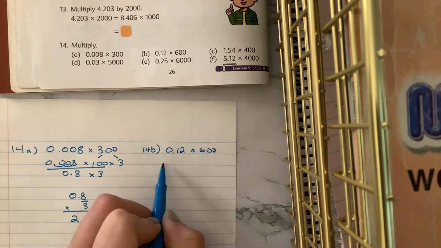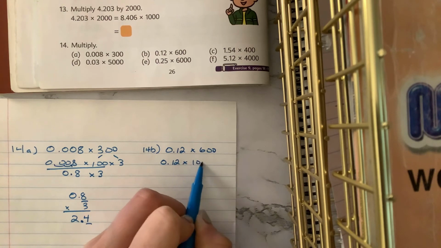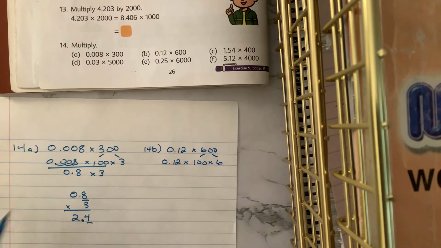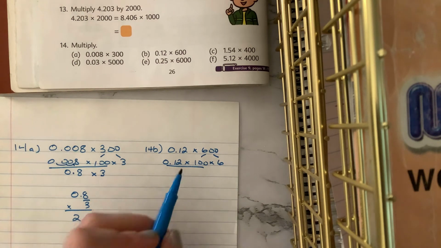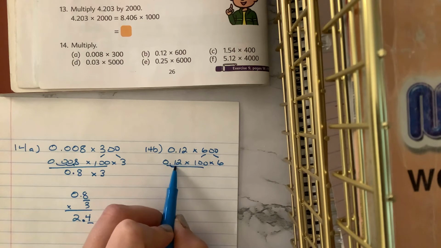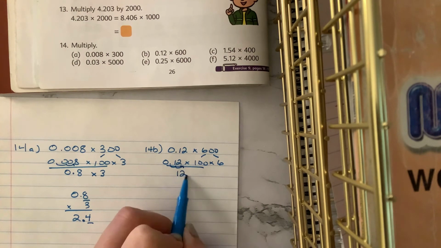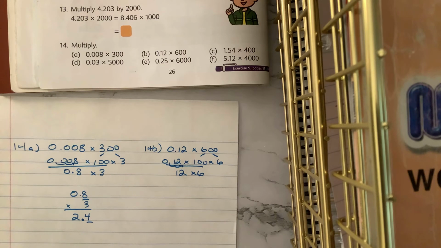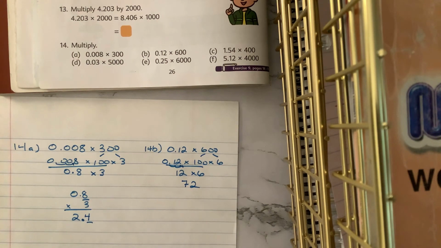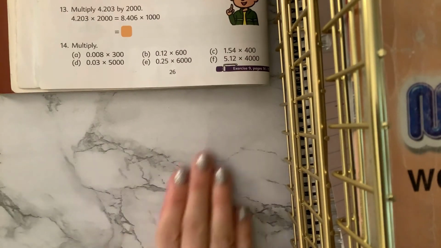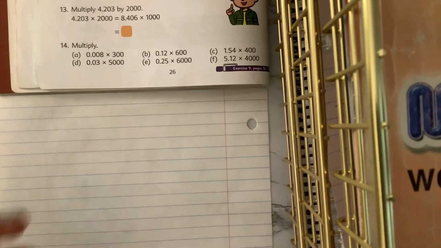Okay, let's try 14b together. 12 hundredths times 600. So again, we're rewriting this as 100 times 6. We multiply by 100, which means we go 2 decimal places to the right. So now we're multiplying 12 by 6. This should, in theory, be a fact that you have memorized. 12 times 6 is 72. Fifth graders, I'd like you to pause. I'd like you to try 14C on your own. Then come on back and see how you did.